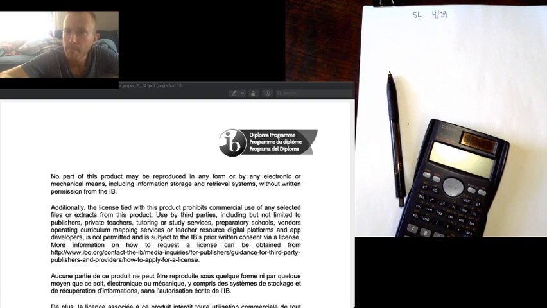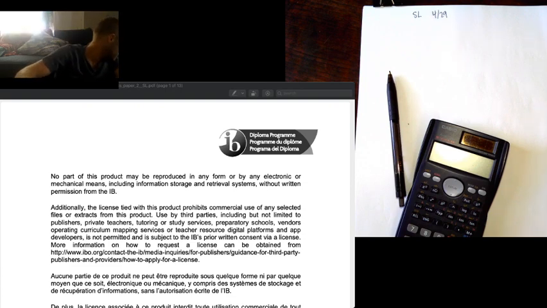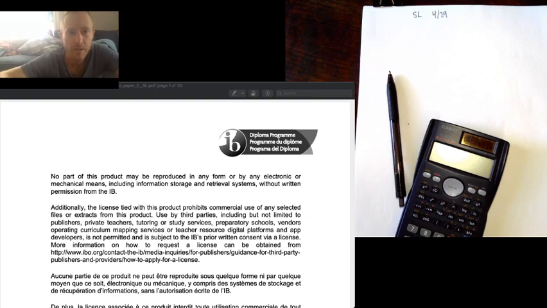So what we've got today is another paper two. We're doing paper two this week, we'll do paper three next week, and then the week after that, I'll give you a little sort of mock final exam.